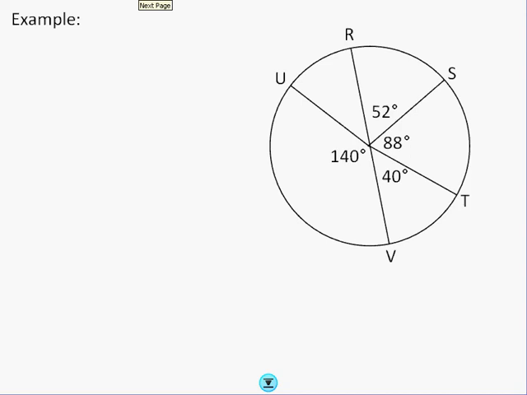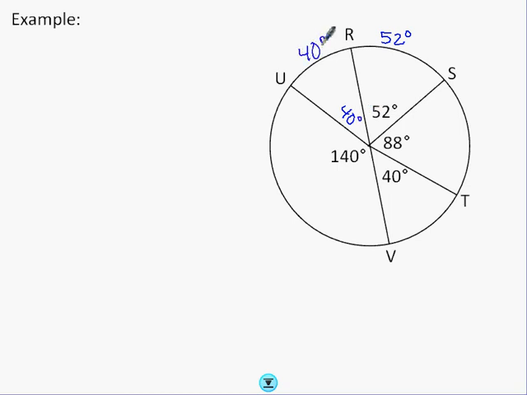So let's look at an example. This is actually the same circle we looked at earlier. Let's list the measures of all these arcs. Arc RS is 52 degrees. How do I know that? Because it's the same thing as the central angle. What's the measure of arc UR? Well, we knew the central angle was 40, so this is 40 degrees.